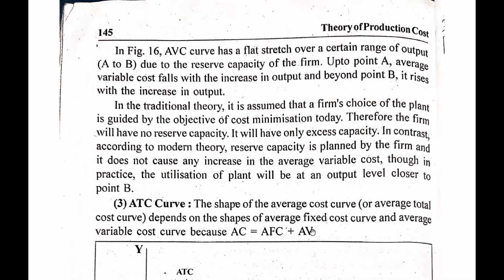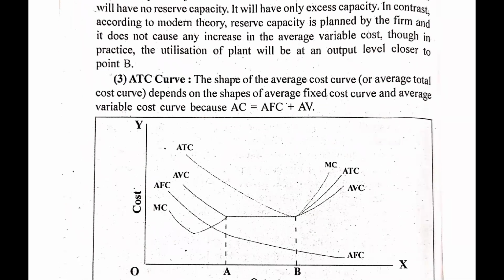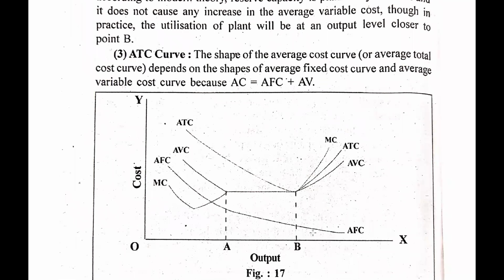Now guys, we will see the third point given here, that is the average total cost curve. What will be the shape of the curve in the modern theory? Let's see the average total cost curve.